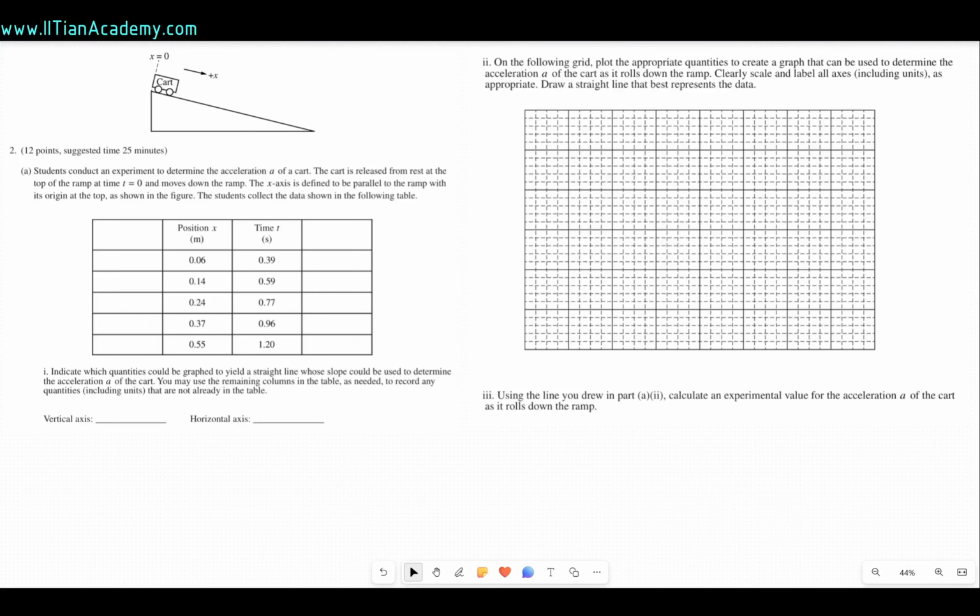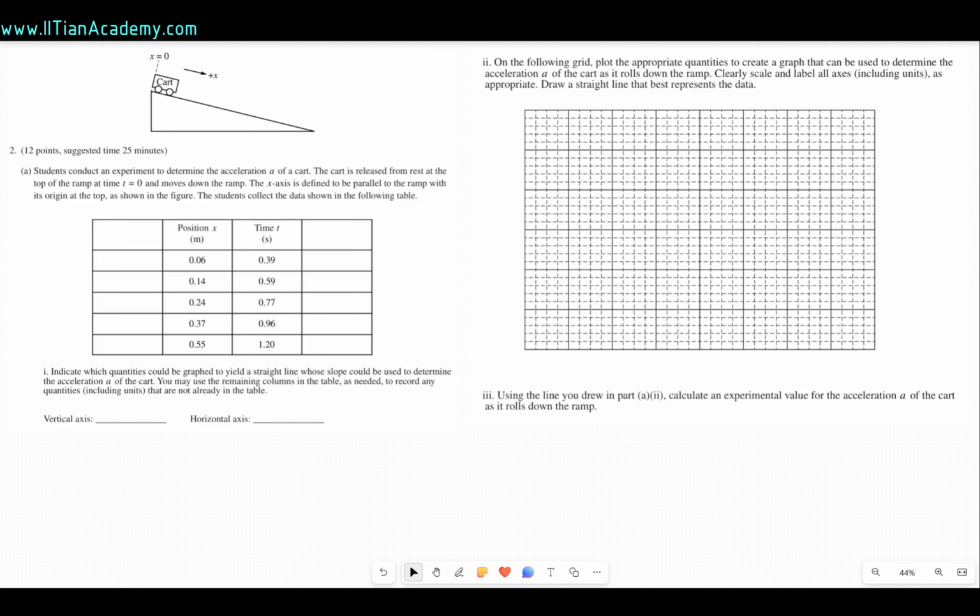So in question 2, we have students conducting an experiment to determine the acceleration of a cart. The cart is released from rest from the top of the ramp, and we are defining the x-axis to be parallel with the ramp, and its origin is at the top of the ramp. The students collected these data, and in part 1, we need to indicate which quantities could be graphed to yield a straight line whose slope can be used to determine the acceleration of the cart. And we may record other quantities as well if they are not already in the table.